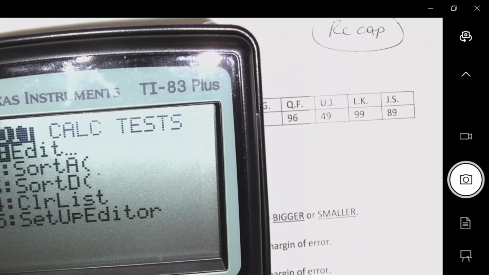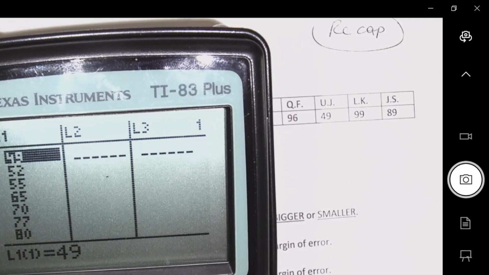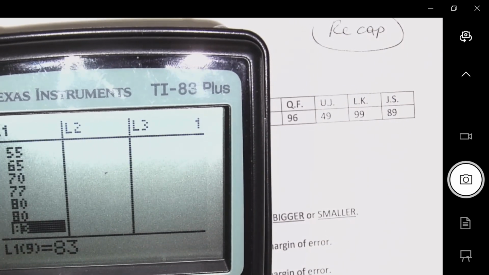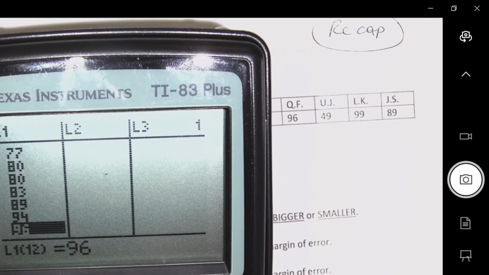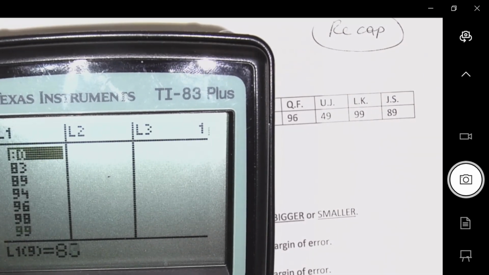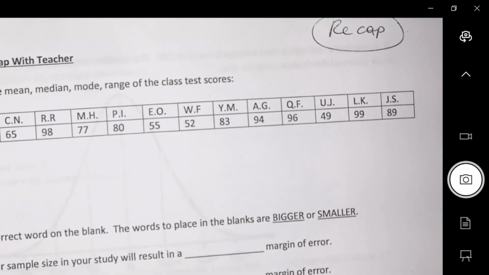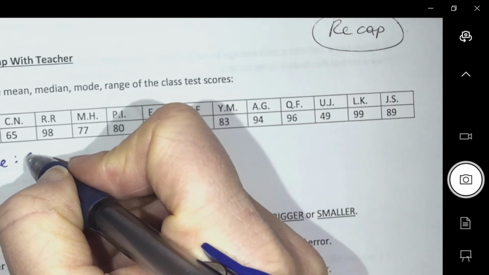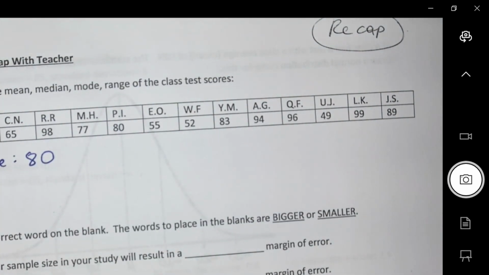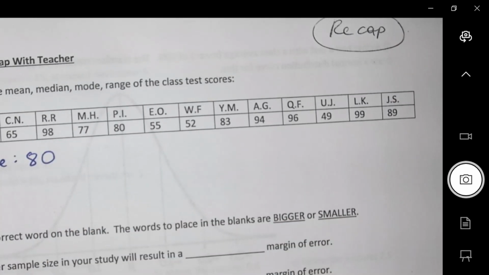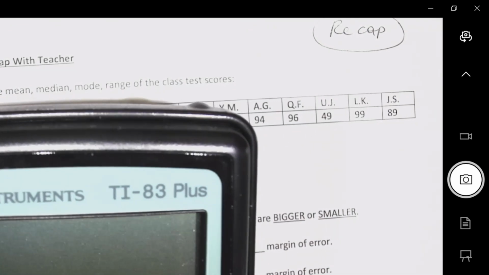Okay, stat, edit, let's take a look. Let's scroll through. Do we see anything appearing more? 80. 80 does twice. Is there anything else? No. Okay, 80 appears twice, so that's the mode. Some of you might have just tried to scan the paper for the mode. That's fine too.